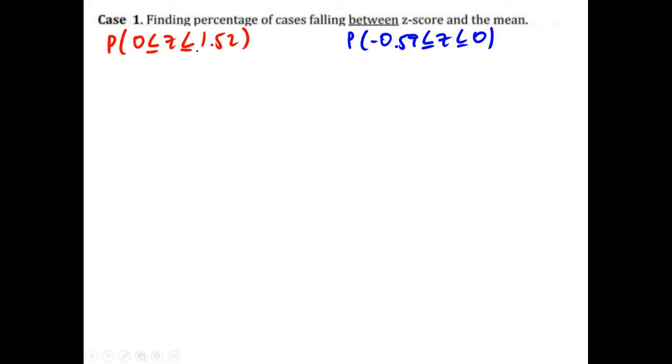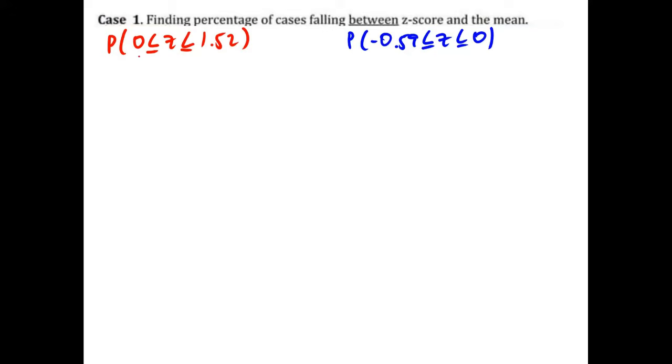Case number 1, we need to find the percentage of cases falling between z-score and the mean. So for example, mag-isip lang ako, we have 0 is less than or equal to z, less than or equal to, I should say, 1.52. And dito naman sa example number 2 natin, we have P of negative 0.59 is less than or equal to z is less than or equal to 0. Okay? So, dito muna tayo sa first example natin.